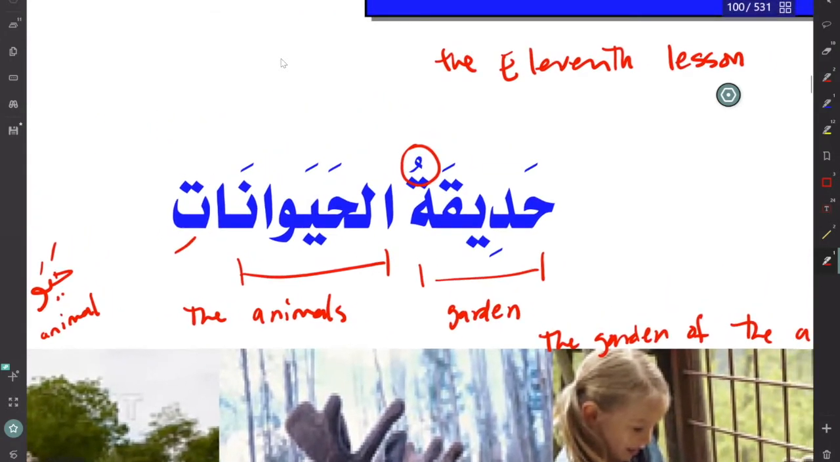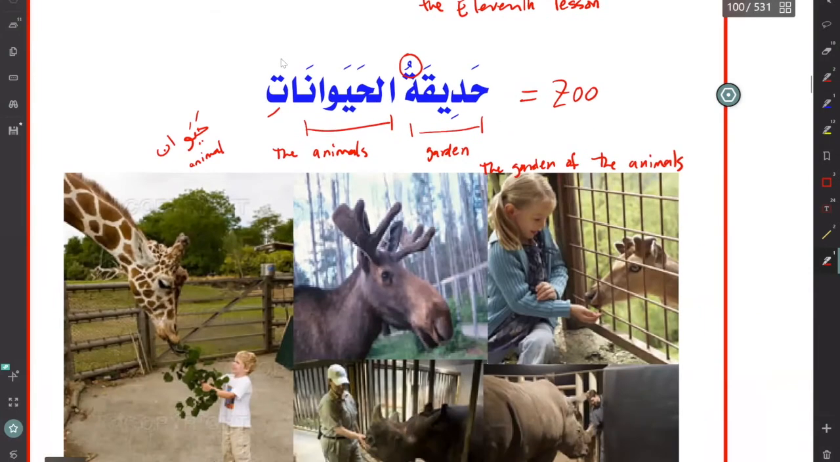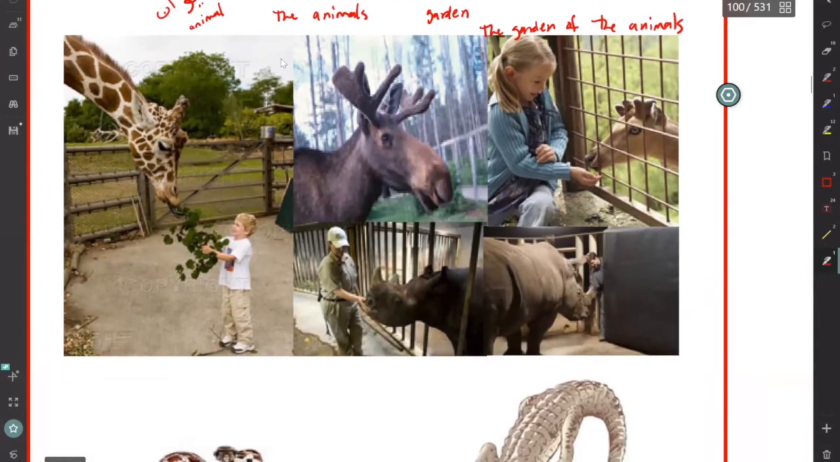But in English, we have a small word for it, which is zoo. In Arabic, we have to say the whole thing, hadiqatul hayawanat. So the literal meaning is the garden of the animals, but it means zoo. So it looks like in this lesson, we'll be learning a lot about animals.